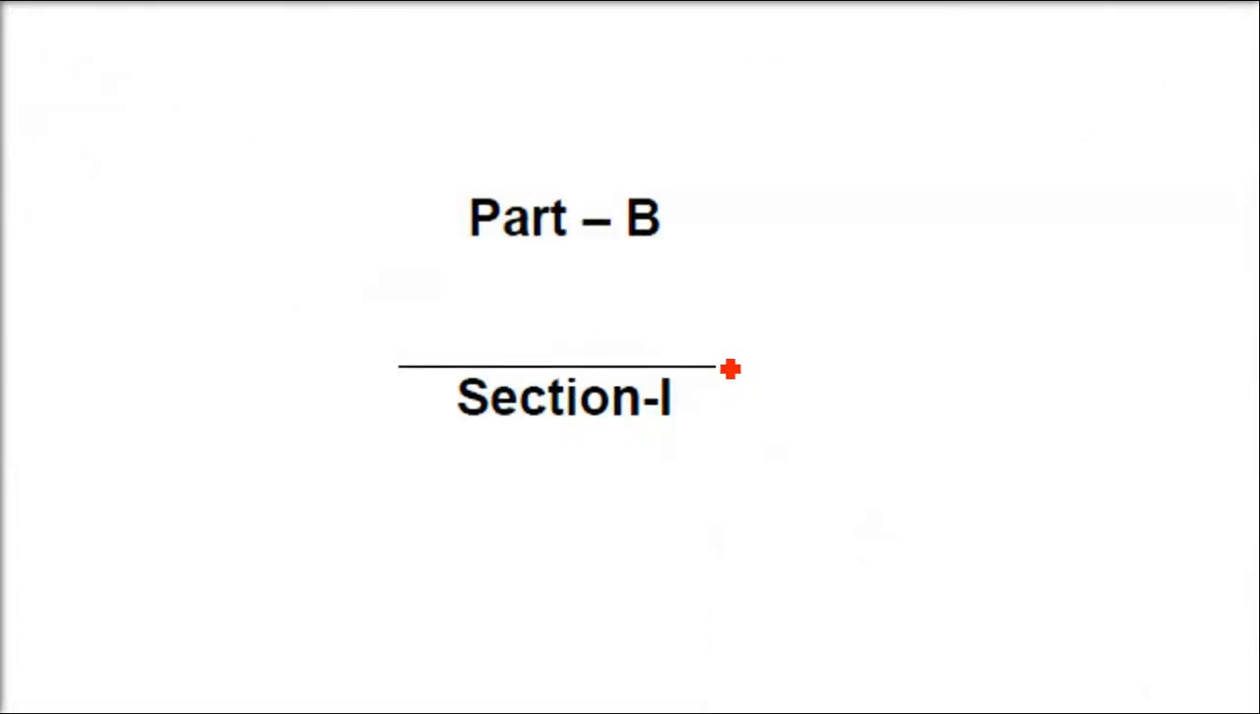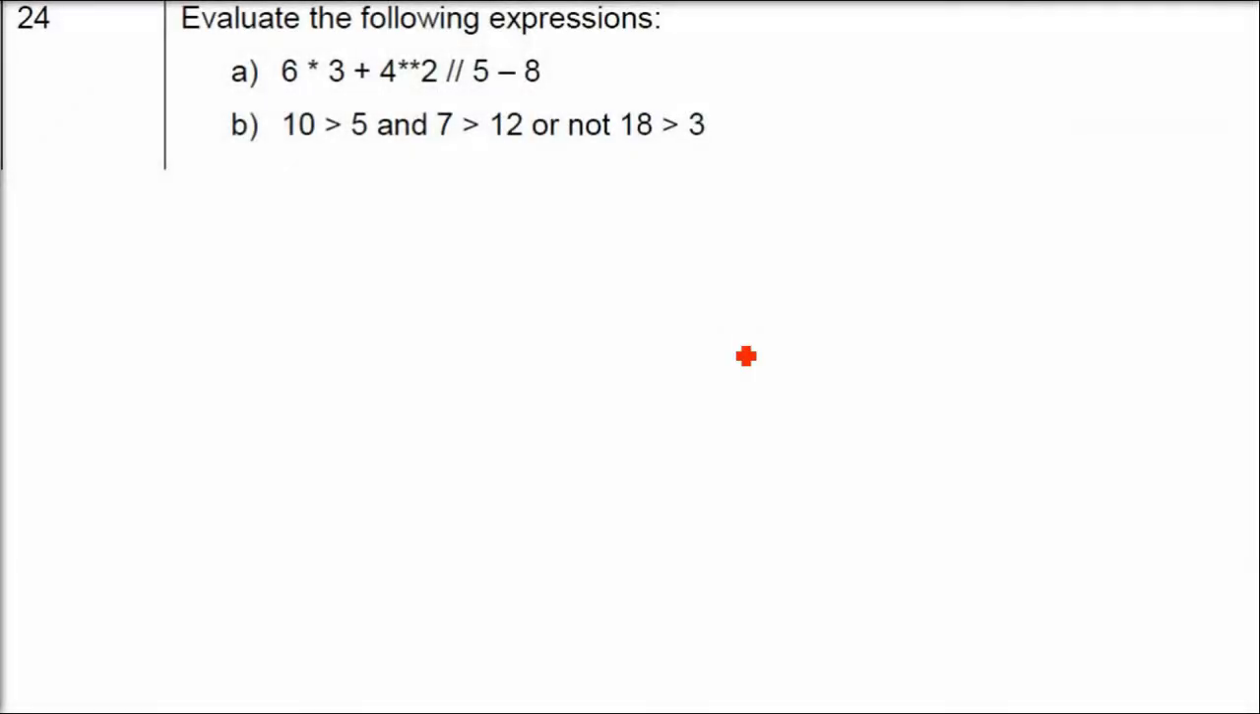Next is part B. This is section 1. So let us take a question from this. Evaluate the following expressions. For this evaluation, you need to know the operator precedence in Python or whatever language it has been given for. But here we will check for Python. So the answer is 13 and False. You will just know how this will be done.